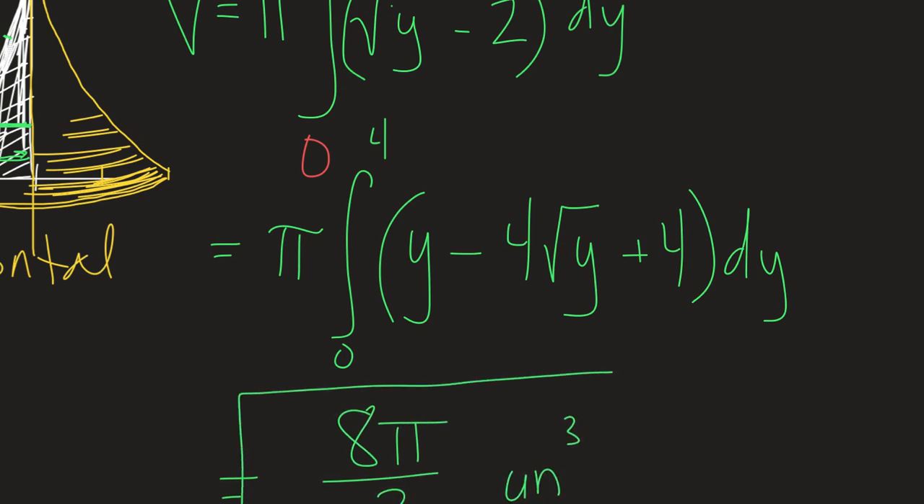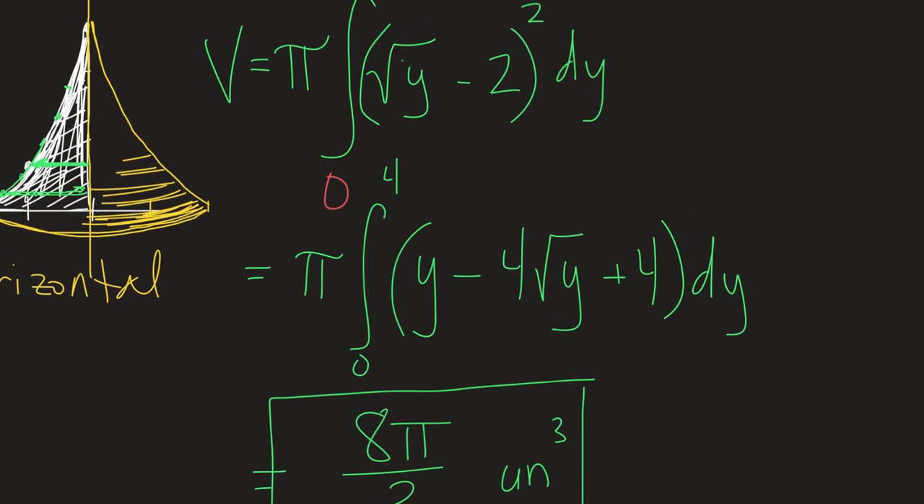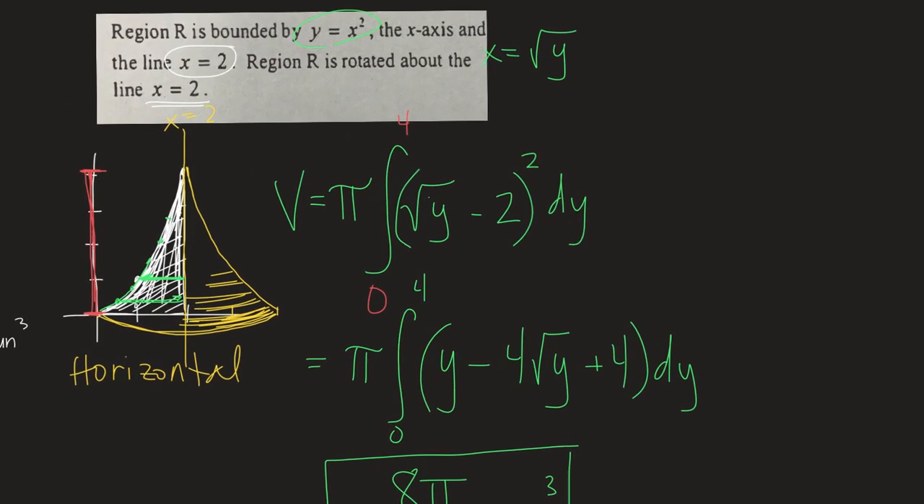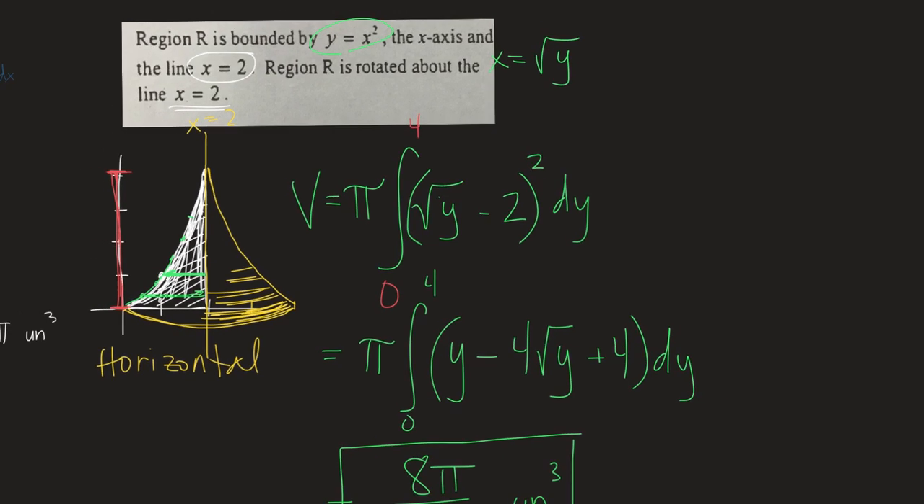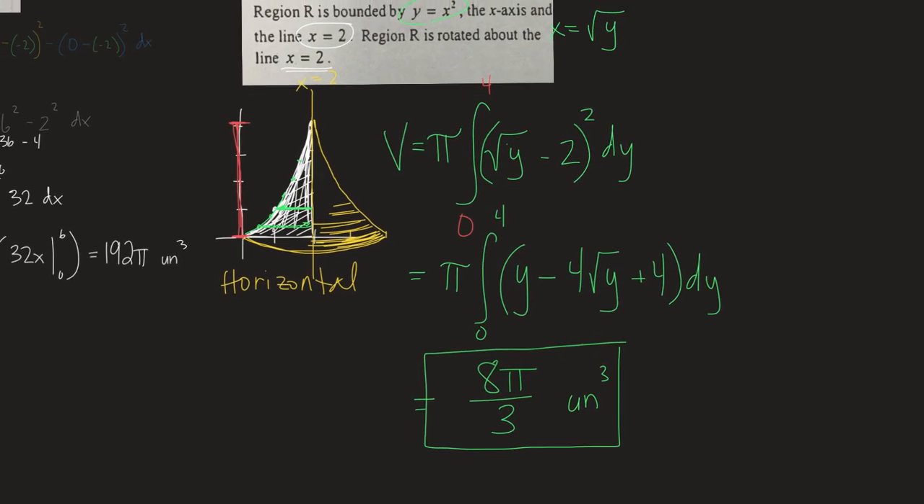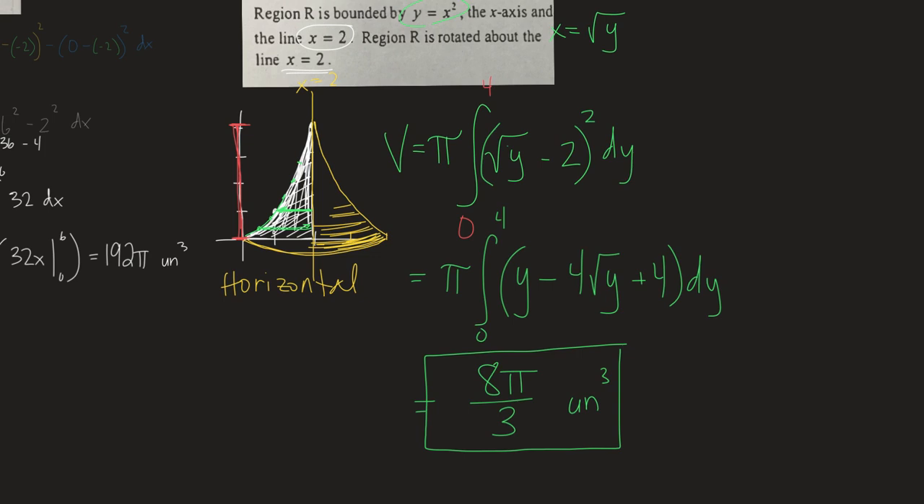So when you have a horizontal rotation, x equals is a vertical line, which means you have to have y value integrals. You have to have y in your function, and you have to be doing it with dy, the width of your disks. Anytime we're finding a volume that's been rotated, it's pi times an integral of the radius squared. Hopefully this helps.